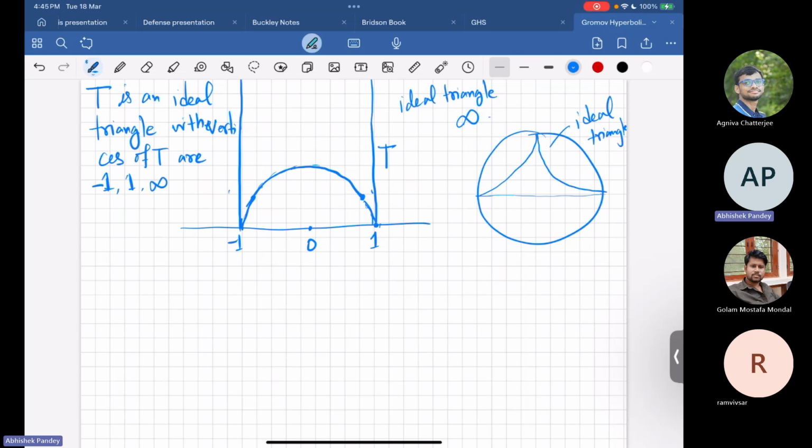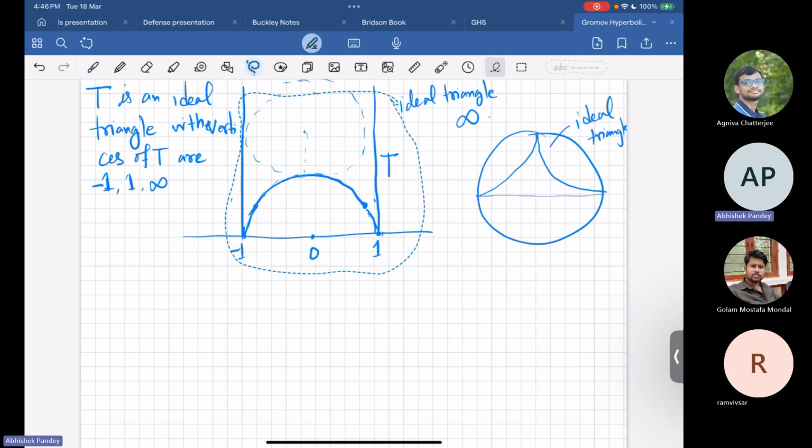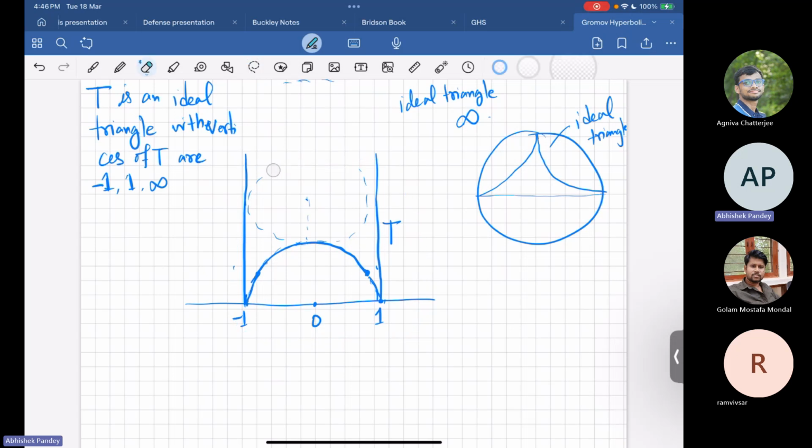Now for the circle that maximizes R, what would be its Euclidean center and radius? What we need is to find a circle here which can fit inside the triangle. First we will find the Euclidean circle. So let us say this is our y-axis.